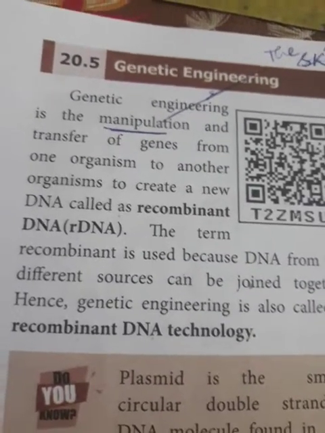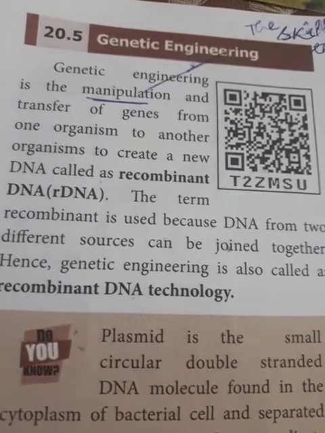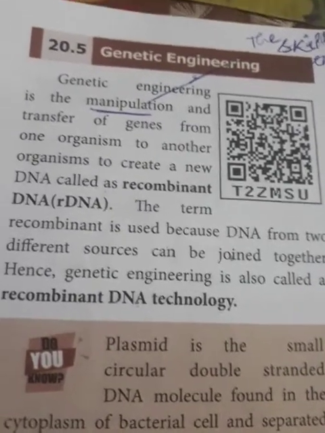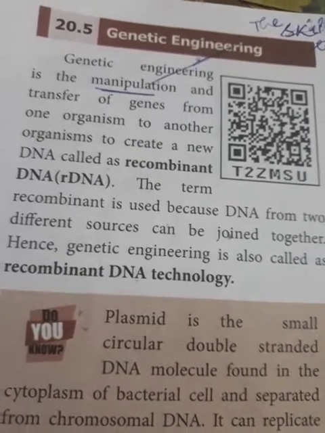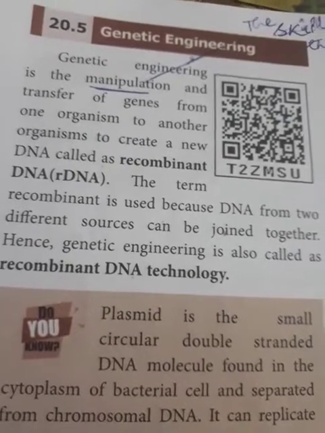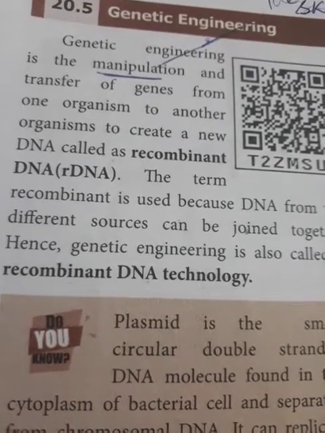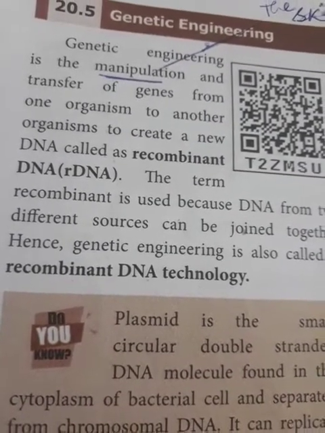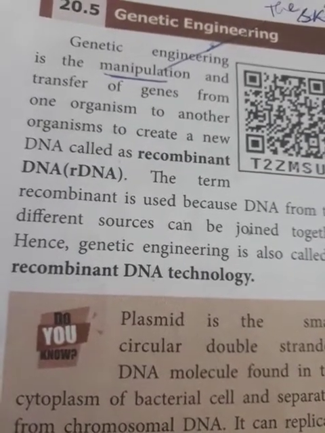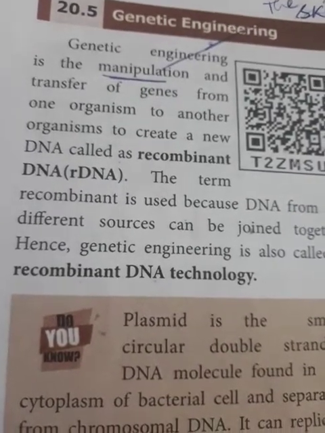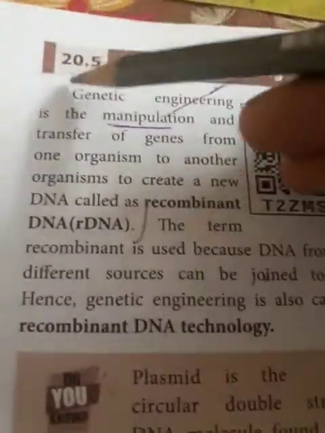That means we have to know very perfectly how to collect or separate the genes and transfer the genes. So that is called manipulation: skillful use of our hands to collect and transfer. So genetic engineering is the manipulation and transfer of genes from one organism to another organism to create a new DNA, called recombinant DNA, and the technique is called genetic engineering. The definition you have to study from the beginning to here.